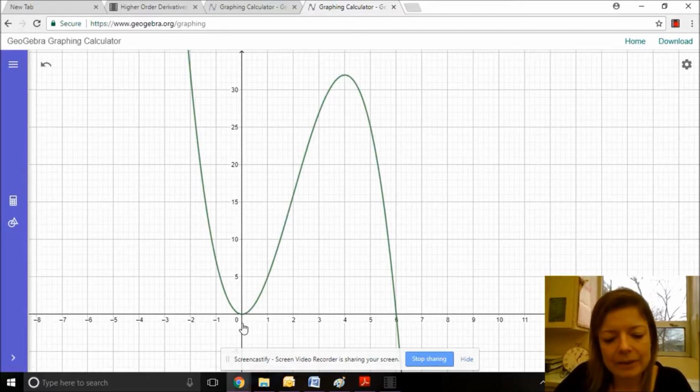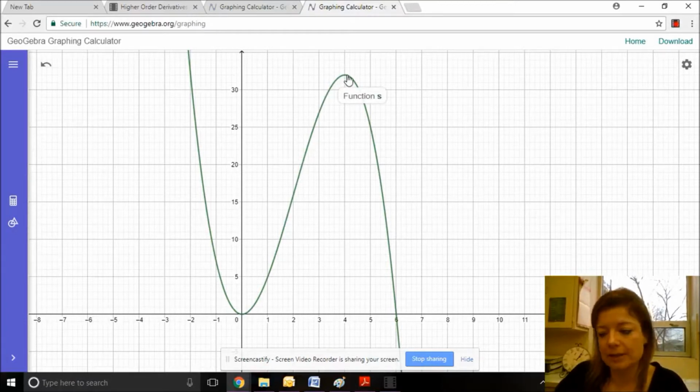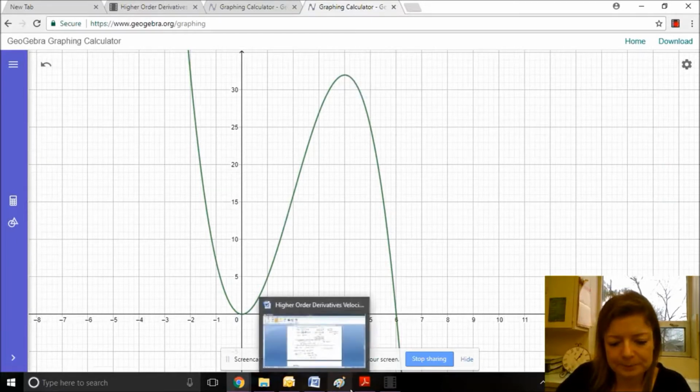But it's only accelerating between 0 and 2 seconds. That's because the slope of the tangent is only getting steeper and steeper and steeper up until 2 seconds. After 2 seconds, between 2 and 4 seconds, although the slope is positive, the actual value of that slope is decreasing and decreasing and decreasing until it turns around at 4 seconds. So I just wanted to show you kind of what that looked like.